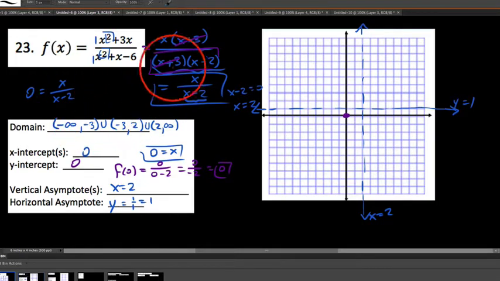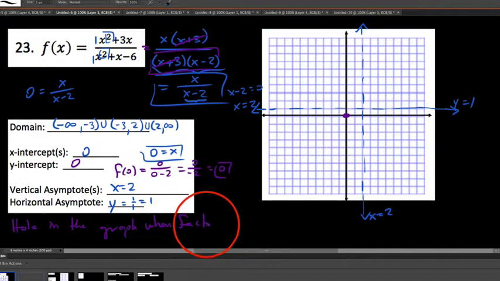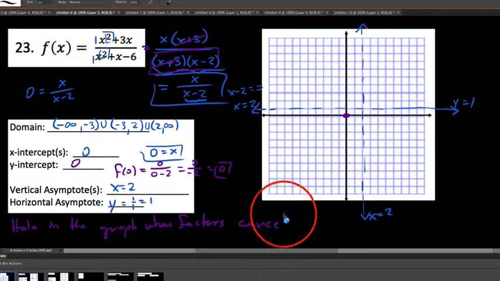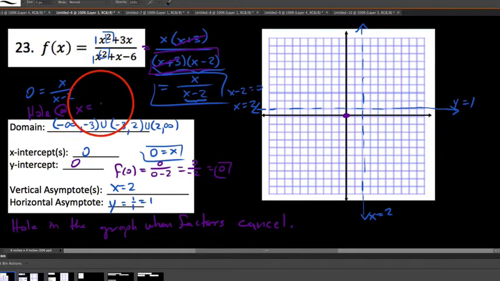and therefore one thing that I do want to write here is that we're going to have a hole in the graph. A hole in the graph when factors cancel. Okay? So when we get canceling factors, whatever the zeros of those factors are, like the 0 of x plus 3 is negative 3, you're going to have a hole in your graph at negative 3, and that's one thing I want to write here. Hole at negative 3. And you got to know how to find these things whenever you have canceling factors.